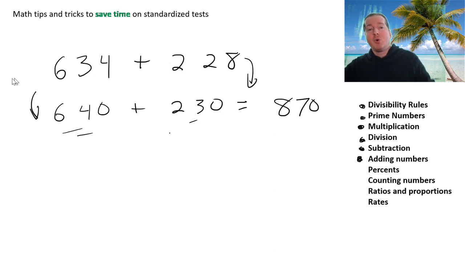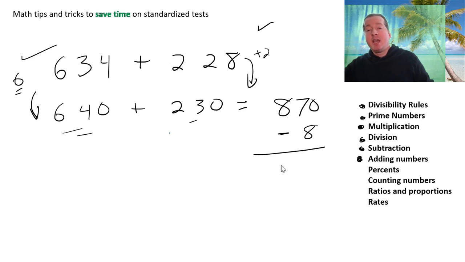Now, in order to get there, what did I do? The 634, I added 6, so 640 is a little too big. The 228, I added 2, so that's a little too big. What do I have to do? I have to take the 870 and subtract the 6 and the 2. I have to subtract 6 plus 2, which is 8. So 862 is the sum of 634 and 228.